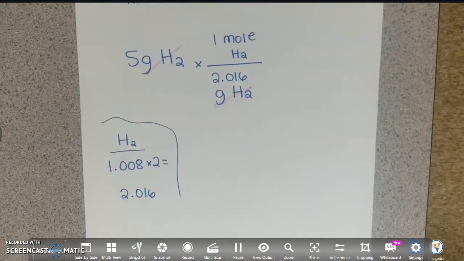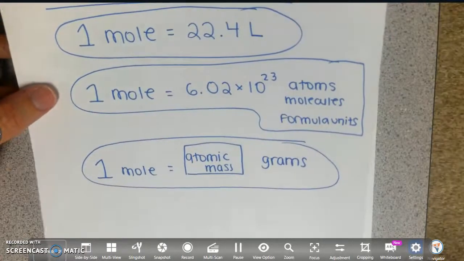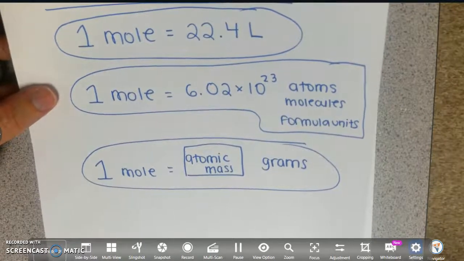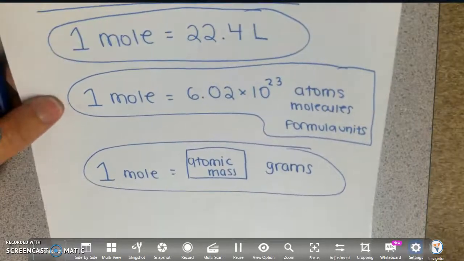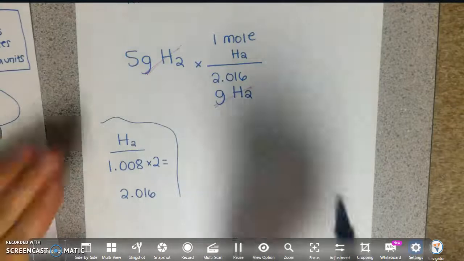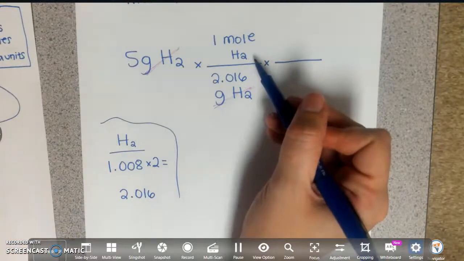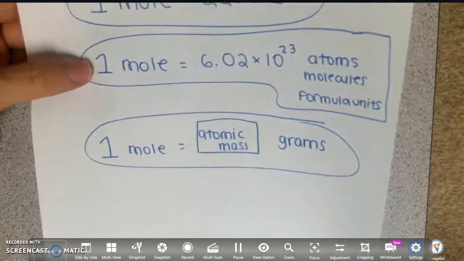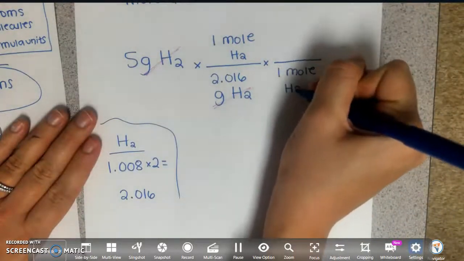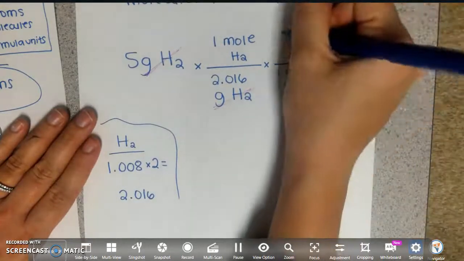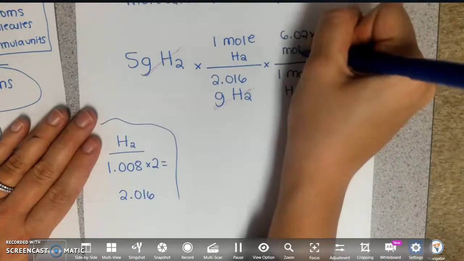Now let's go back to our conversions. The only conversion that has molecules in it is the second one, so I'm going to use this conversion. 1 mole is 6.02 times 10 to the 23 atoms, molecules, and formula units. Looking at how to set this up, I want the unit molecule. I have the unit mole. So with my conversion, I'm going to put 1 mole at the bottom. That cancels out the mole unit. And then on this side, I write what it equals, which is 6.02 times 10 to the 23 molecules of hydrogen.